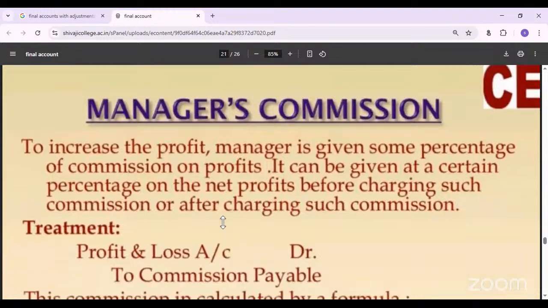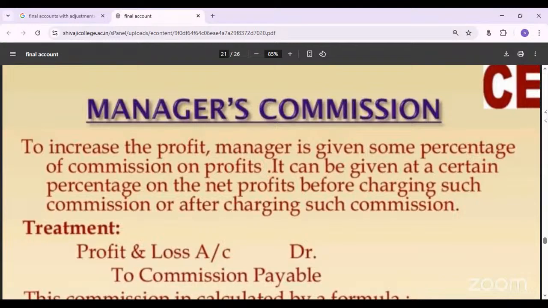Then we have something called manager's commission. Now, as a manager, because he is running the organization, we don't use the term commission. We use the term remuneration. Manager's remuneration. For a manager, we will not give salary. We will give remuneration. The terminology we use is remuneration.